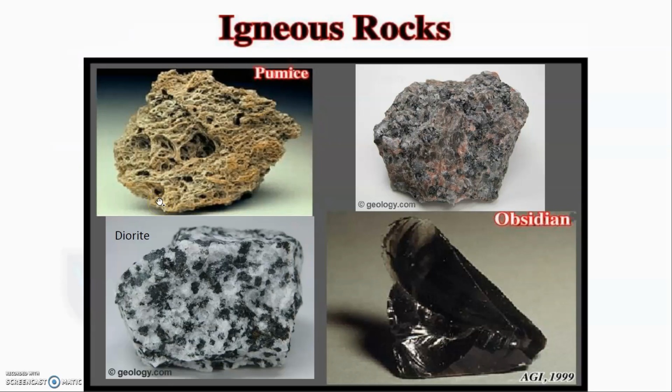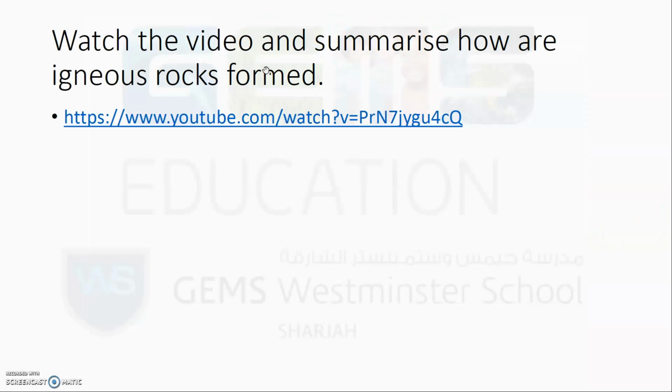Okay, so this is a picture, an example of igneous rock. This is pumice and diorite, obsidian, and I'm not sure what this one is. This is diorite, obsidian, and pumice. These are examples of igneous rocks.